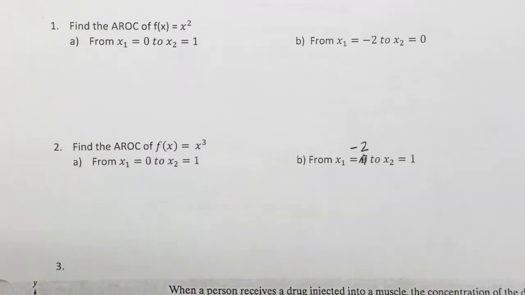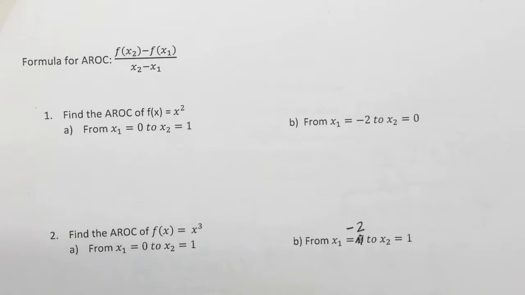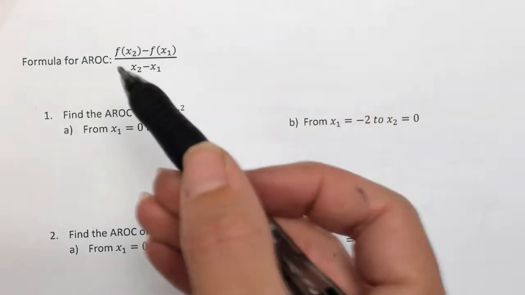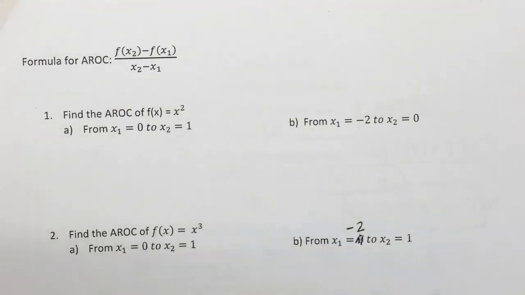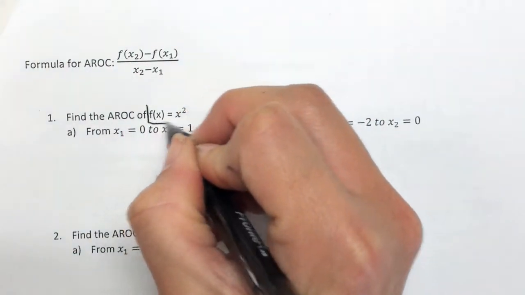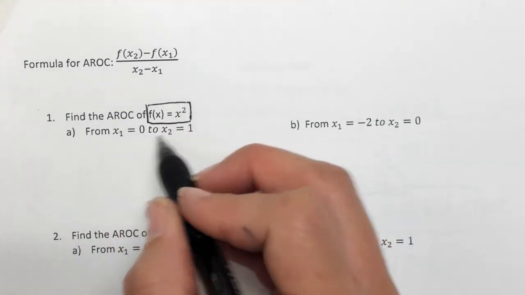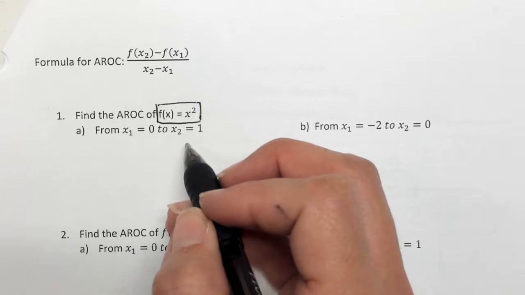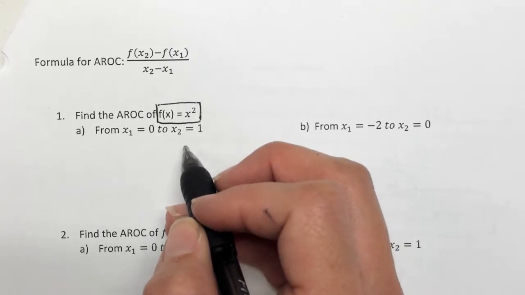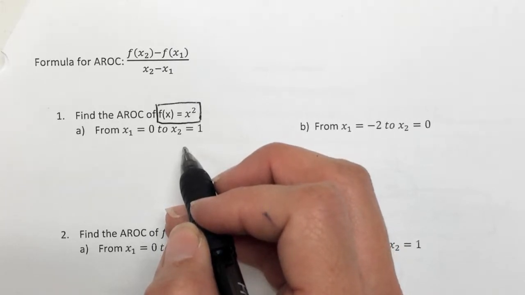Now we're going to be doing the same thing except with a function. Same formula, change in y over change in x. Just now we're going to be working with functions. So here's our function for number 1. And they give us our two x values. Our x values are 0 and 1. How do we find our y values? Y'all know this.